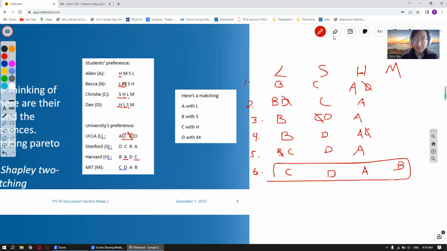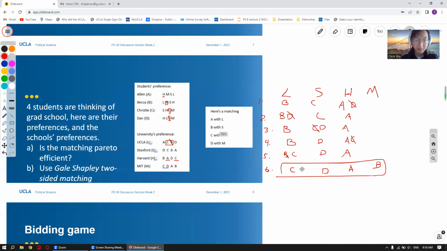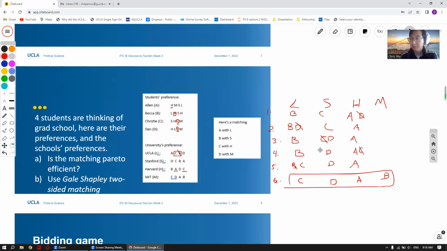So again, you can see that it's not the best outcome for everybody, but it is a stable outcome. There's no switches that they want to make that will make both of them do better. And you can check that. Okay, so this is the Gale-Shapley method of two-sided matching.